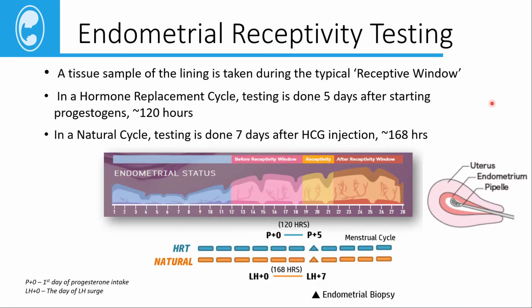So how is this test done? A small sample of the tissue is taken from the lining by a simple 5 minutes procedure. This is typically done during the receptive window, which is about 120 hours if you are using a hormone replacement cycle, or at 168 hours or 7 days after the HCG injection for a natural cycle.